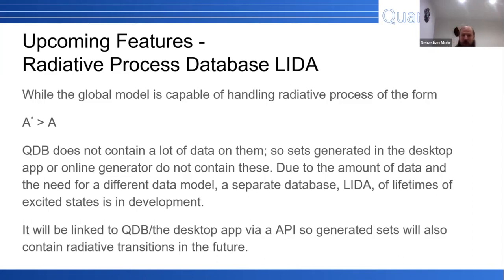So what we are currently working on is a separate database called LIDA, which contains the lifetimes of excited states in a plasma simulation suitable format. For example, instead of having the lifetimes of vibrational states resolved rotationally, which you usually don't do in plasma simulations, you will just have an average lifetime for the entire vibrational state. And the idea is that, while we keep this in a separate database, there will be a link between this database and QDB or the desktop app. So in the future, these generated sets will then also contain your radiative transitions.